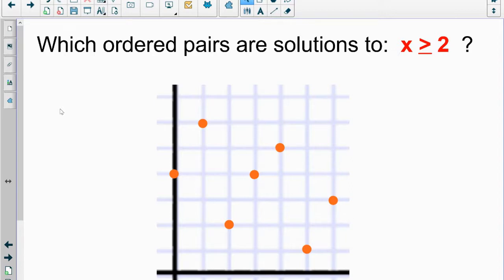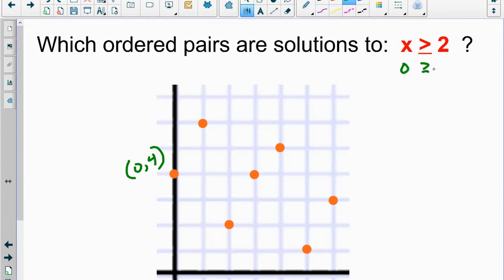If we check each ordered pair, we have to first start by identifying the coordinates of each point. Each ordered pair has an x and a y coordinate. However, we're only concerned with the x coordinate because that's what our linear inequality has in it, just the x value. So if we look at this first one on the left, we can see it's above the origin. The x coordinate is 0.